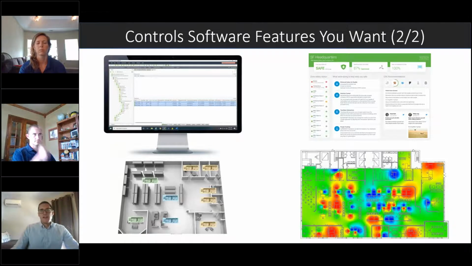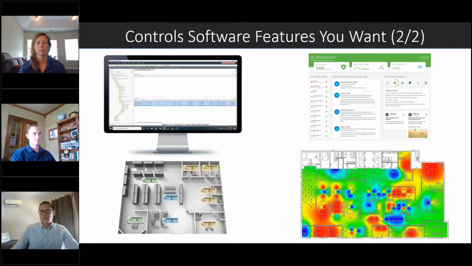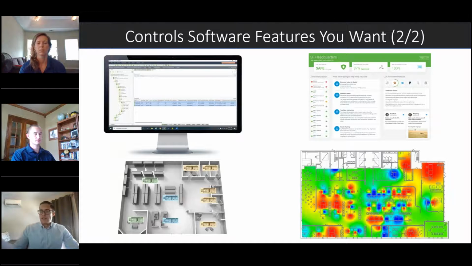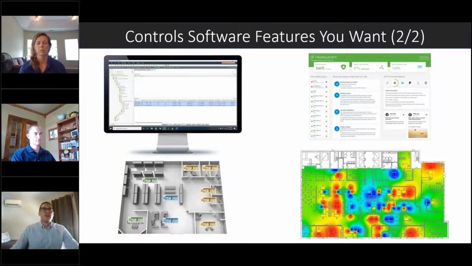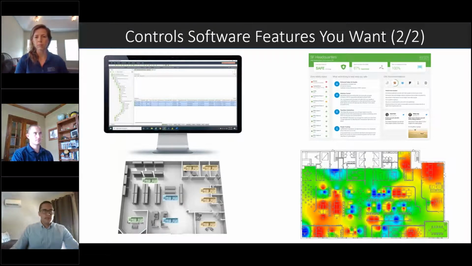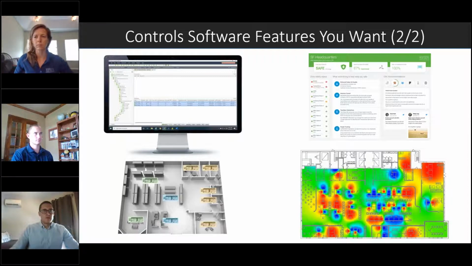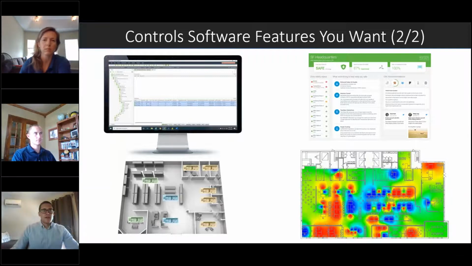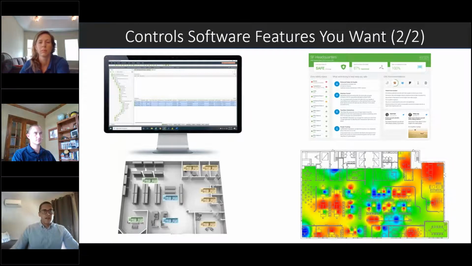So is the air valve on that VAV box leaking? Is the heater operational the way it should be? Having this feature available really reduces the time for your commissioning process.